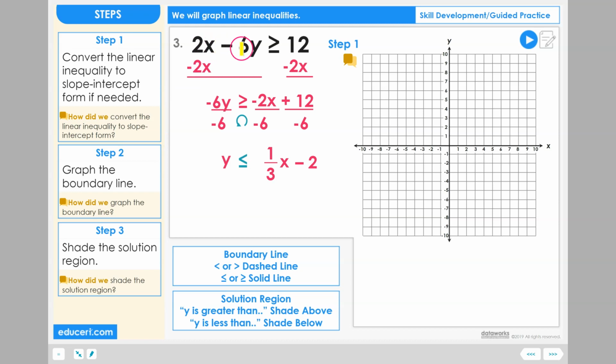To convert this linear inequality to slope-intercept form, we used our inverse operations to solve for y, and remembered that when we divide by a negative number, this will flip the inequality.